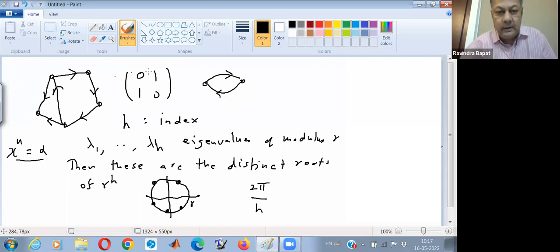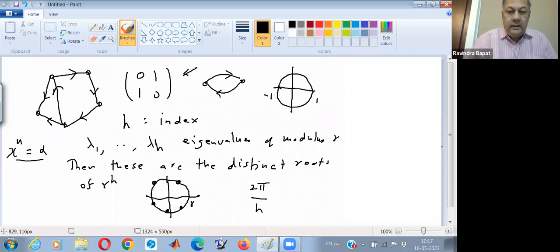For example, this matrix has two eigenvalues, 1 and -1, and you need to rotate through 180 degrees to get the same set of eigenvalues, but not through a smaller angle. So 180 degrees, because it is 2 pi divided by 2, which is pi. So you need to rotate it through 180 degrees, and then you get the same eigenvalues.